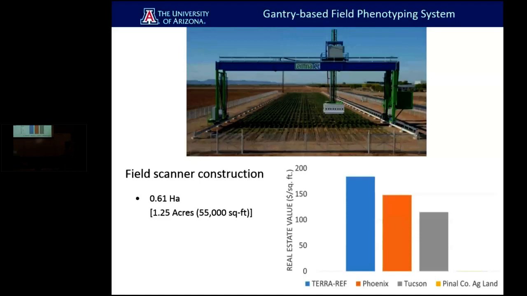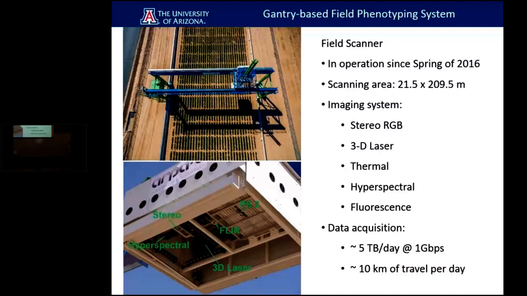Okay, so the field scanner. It's been operational only about the last 12 months. So it's fairly new still, and we're still troubleshooting a lot of the components. I should say that. You see this aerial picture. This is the scanner, and down here is this sensor box. This is where all the imaging systems reside: hyperspectral, stereo, FLIR, which is the thermal camera, lasers, and photosynthesis II systems, fluorescence based. This is one thing that I added today.